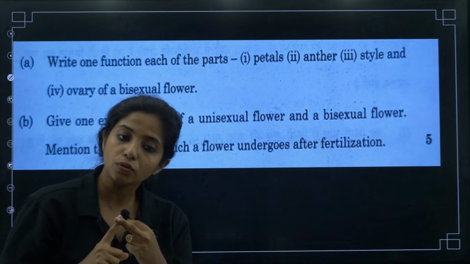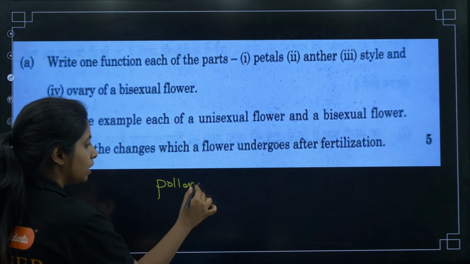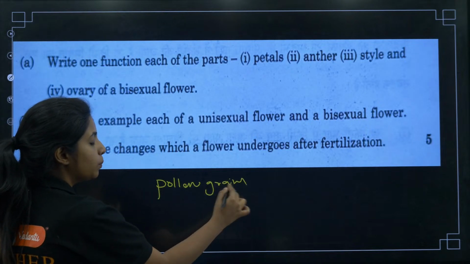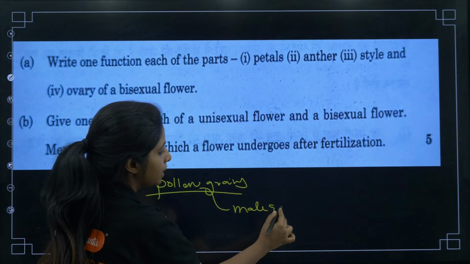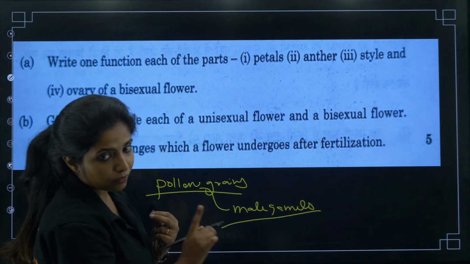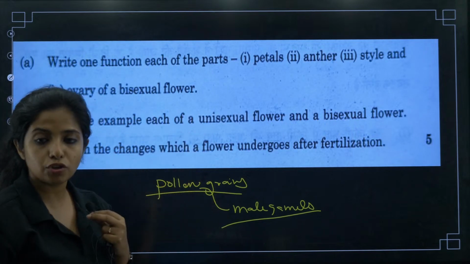Now anther, what is the use of that? Anther would have so many pollen grains, my dear children. It will be storing and forming so many pollen grains. These pollen grains are the ones that would have male gametes. Always remember, pollen grains are not male gametes, they are going to produce male gametes. So that is the function of anther.